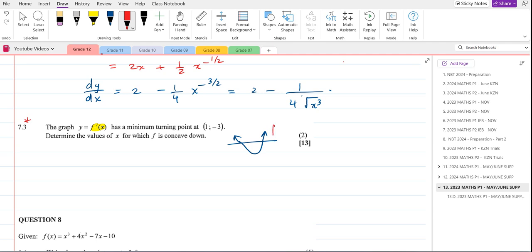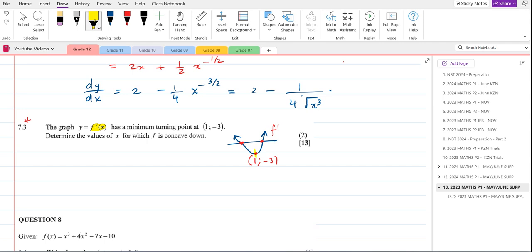So we know this is the f prime x graph, right? And remember the x-intercepts on the f prime x graph give you the turning points on the original graph. And the turning point on the f prime x graph, which is at 1 and negative 3, gives you the inflection point. The x value is the inflection point. So I think the inflection point is at 1.